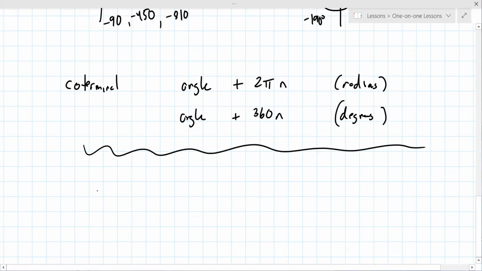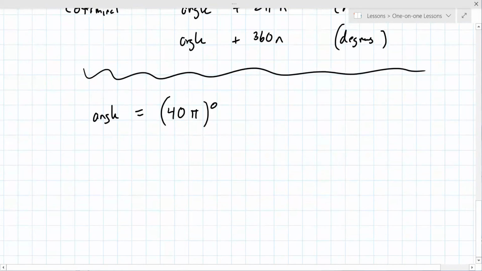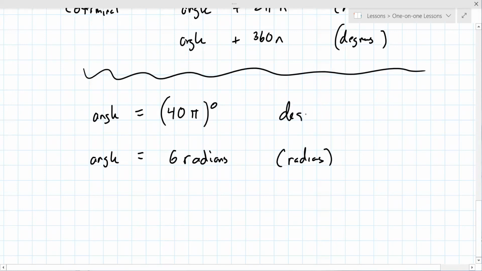I could give you an angle and say your angle is 40 pi degrees. And that's totally legitimate. It's weird, but your school has what they commonly ask. And I could also give you an angle and say it's 6 radians. And this is in radians, obviously, and this one's in degrees. And what they do is they mix the two to try to make it unclear.